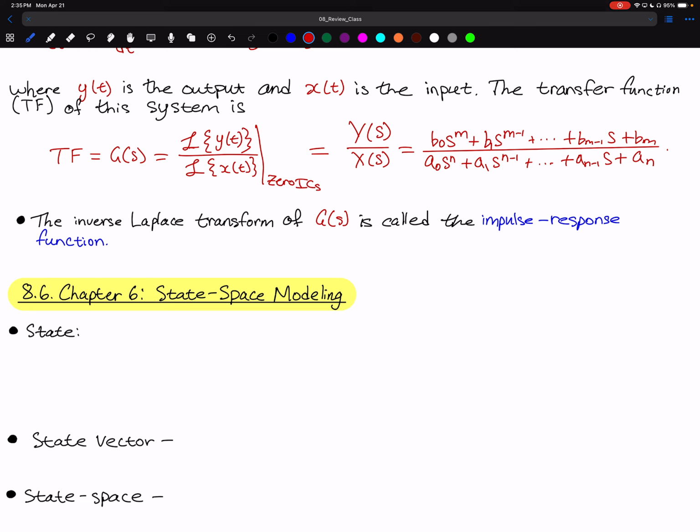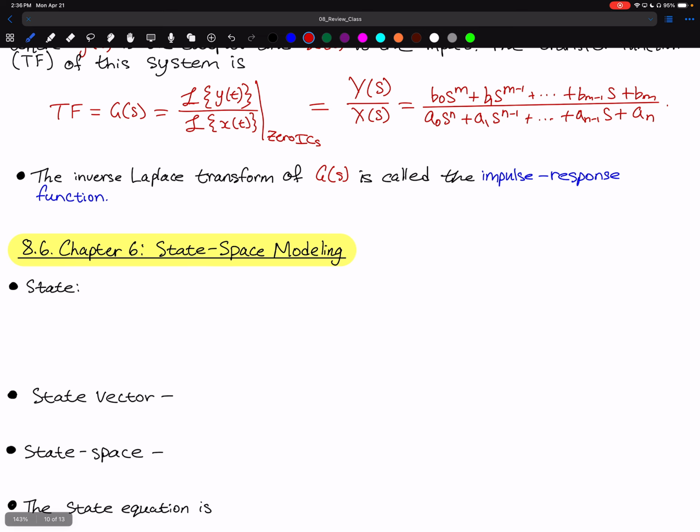All right, so in chapter 6, we dealt with state space modeling. We first defined what a state is, a state vector, and what state space is then. I'm going to do that now. So the state of a dynamic system is the smallest set of variables needed along with the input to completely determine the behavior of the system. And these are called the state variables.